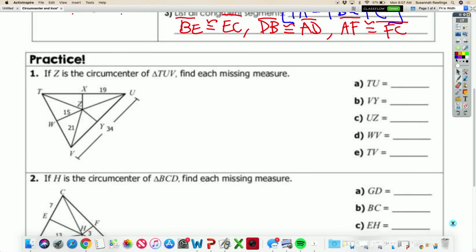Okay, it tells me that Z is the circumcenter of my triangle TUV. So let's go ahead and mark everything we know here. We know that it's going to be equal distances from my 3 vertices. I went ahead and just highlighted those. So those are the 3 points that form the triangle. So if I trace them all the way to the circumcenter, they're equidistant, which means they are congruent. So I'm going to go ahead and mark those there. We know that one of them is 21, so that means that all of them are going to be 21.